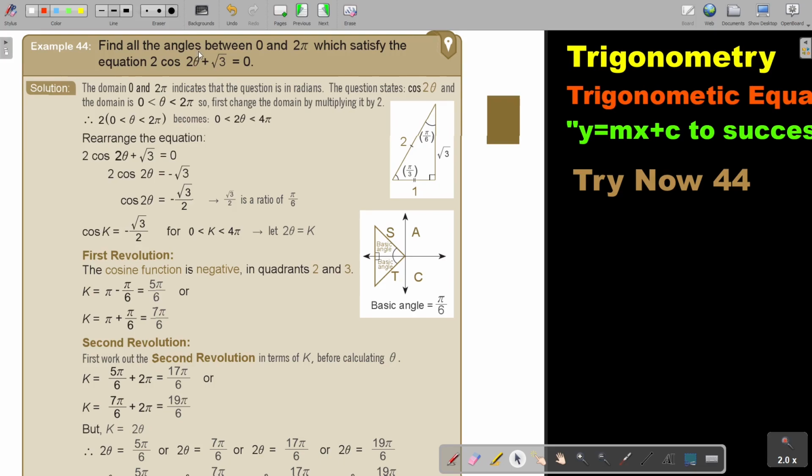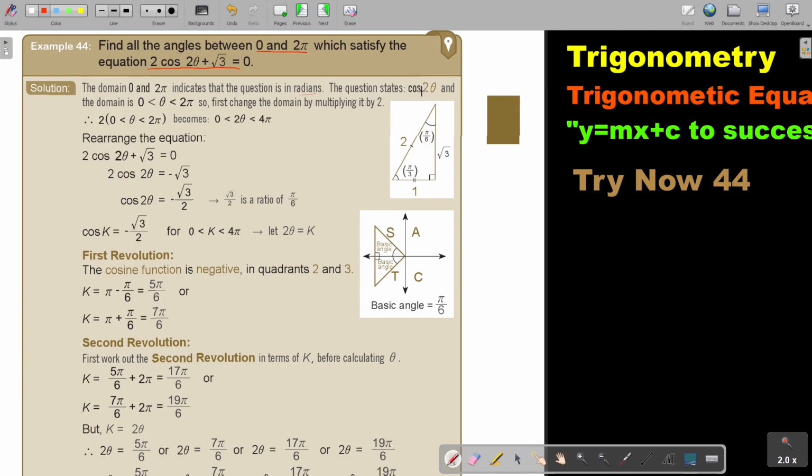Find all the angles between 0 and 2 pi which satisfy the equation, and there is the equation. As soon as you see 2 pi, stop. Before you go on, take your calculator and put it on radian mode. So with me, I press mode, and then I select 2. But there must be a small r indicating that it's radian mode. So the domain 0 and 2 pi indicates that the question is in radians.